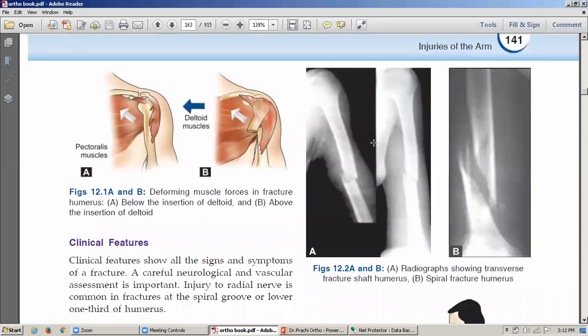So, this is a radiograph. This is diagram A, the radiograph showing the transverse fracture of the shaft of the humerus. That is here. In this diagram, you can see the X-ray of the transverse fracture shaft of the humerus. And this is the spiral fracture of the humerus. This is diagram B, that is spiral fracture of the humerus.